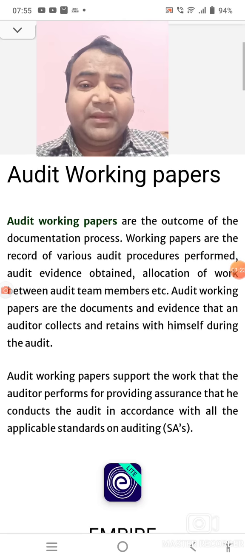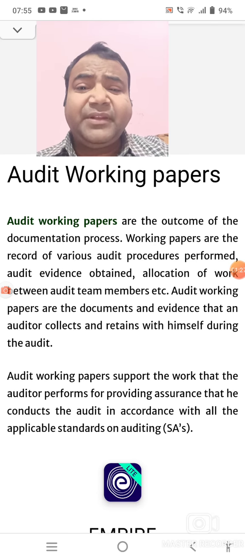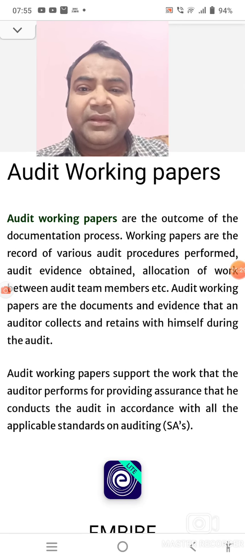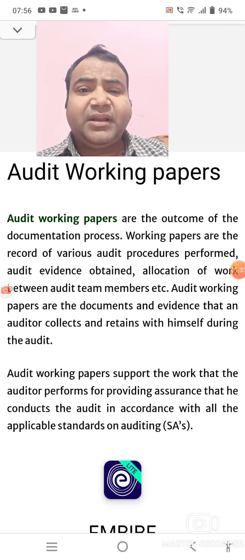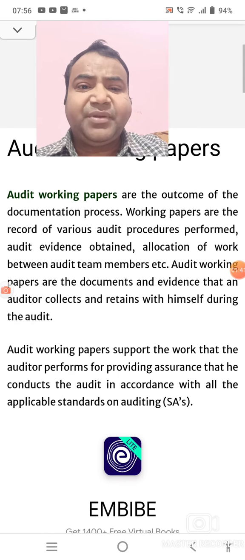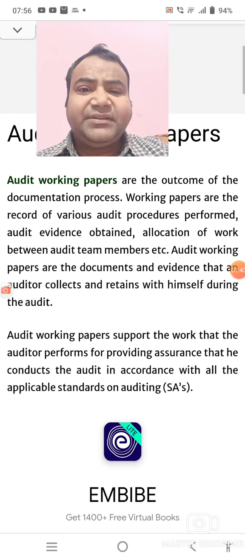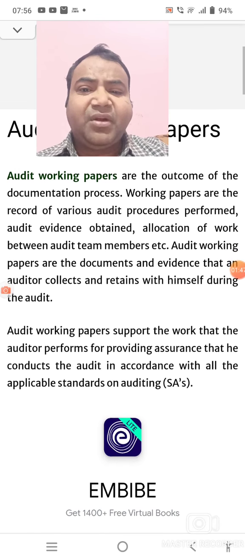Let's begin with this topic, that is audit working papers. Audit working papers are the outcome of the documentation process. Working papers are a record of various audit procedures performed, audit evidence obtained, and allocation of work between audit team members.